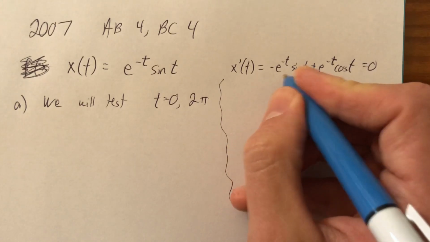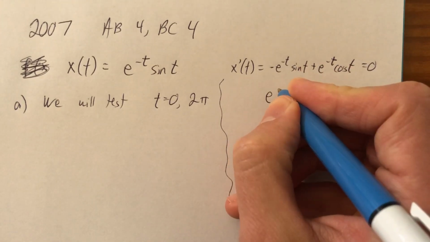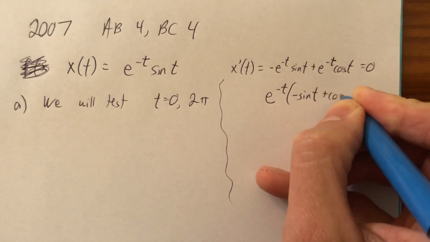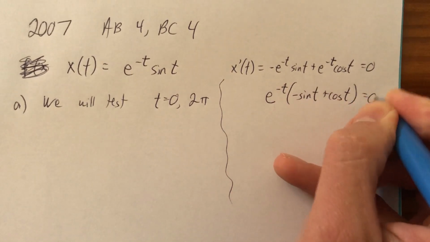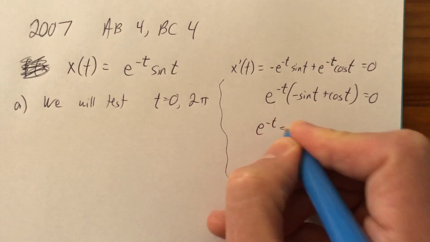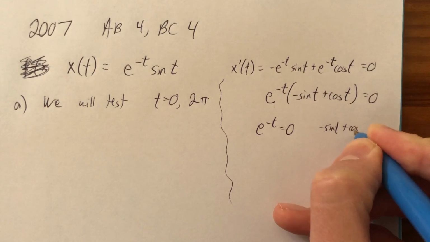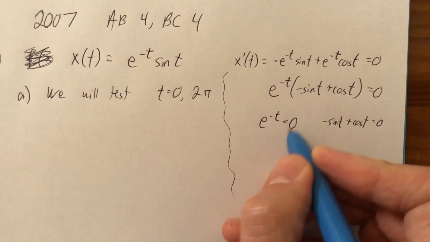What I want to do is factor out that e to the negative t. And when I do, I have negative sine t plus cosine t equals 0. And we'll set each factor equal to 0. So there's this one. And there's this one. And there's nothing that's going to happen with this.